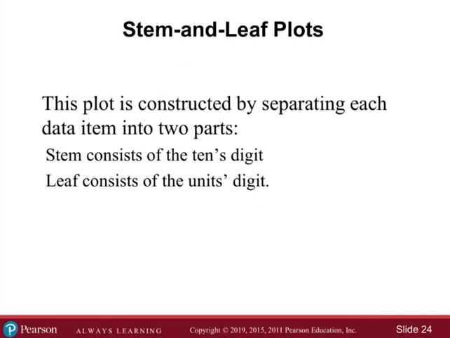Okay, stem and leaf plots. So this plot is constructed by separating each data into two parts: the stem consisting of the tens digits and the leaf consisting of the units digit. Stem and leaf plot. It's another form of like a histogram or a bar graph. It basically organizes the data so you can get a sense of where most of the outcomes lie.